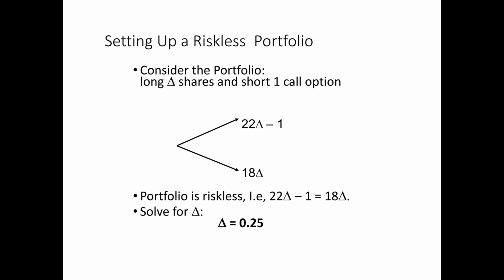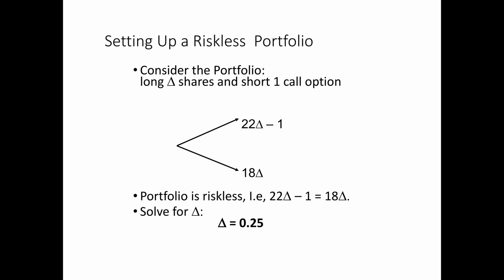Now let's look at what happens at the end of 3 months. If it's the up state, it will be $22 times the delta. The delta here is the number of shares, for example, 0.5. Minus 1. Why minus? Because you are taking a short position. People will exercise against you, so you lose $1. On the other hand, if the market goes down to $18, the call is out of the money. You are safe. But the share price is $18, so 18 times, for example, 0.5. You have $9, which is what your stock is worth.